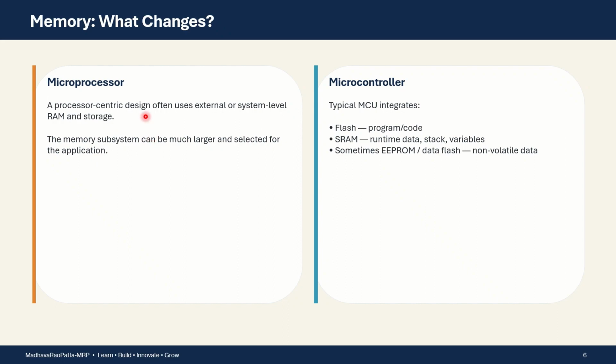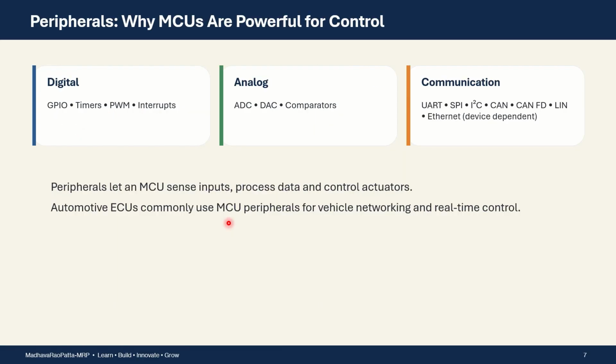Microprocessor-based systems can use much larger external or system-level memory resources, depending on the application. These are connected externally. If you want to connect flash or RAM, anything, you need to connect it externally. Then, coming to the next topic, peripherals.